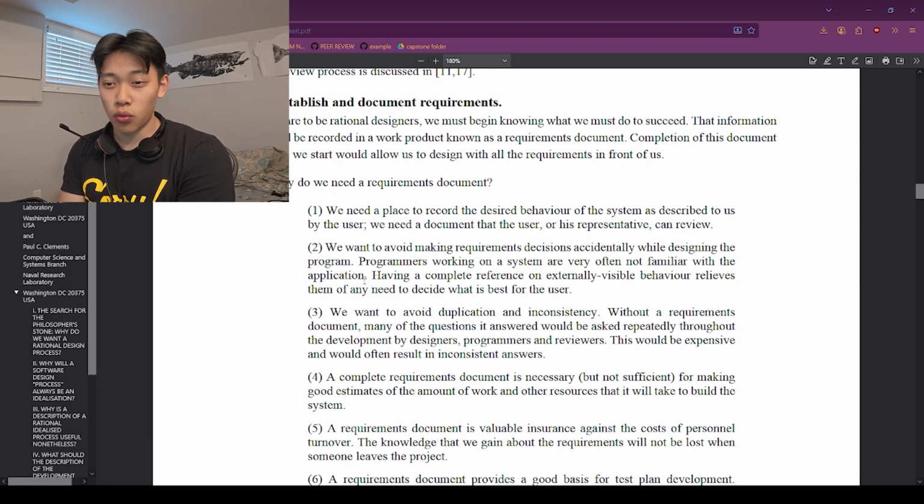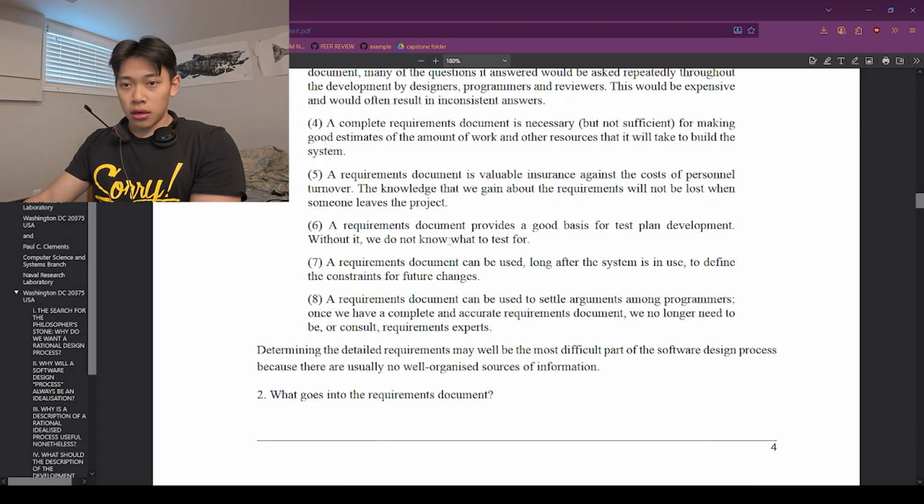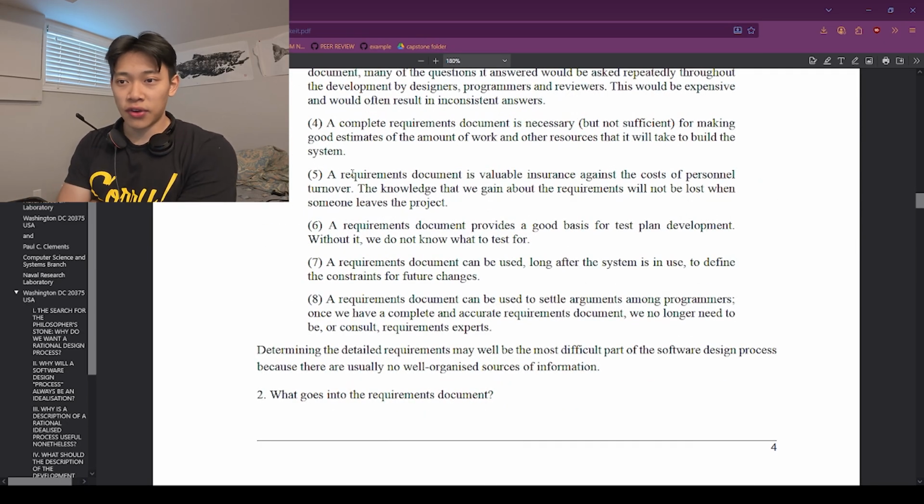A complete requirements document is necessary but not sufficient for making good estimates of the amount of work and the other resources that it would take to build the system. Our requirements document is valuable insurance against the cost of personnel turnover. The knowledge that we gain about requirements will not be lost when someone leaves the project.